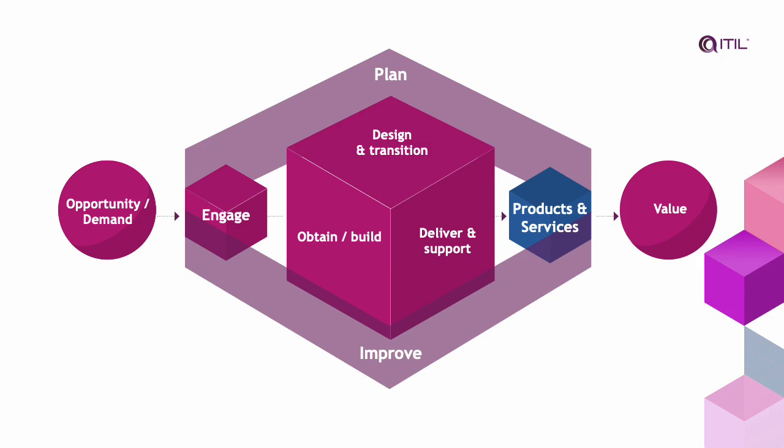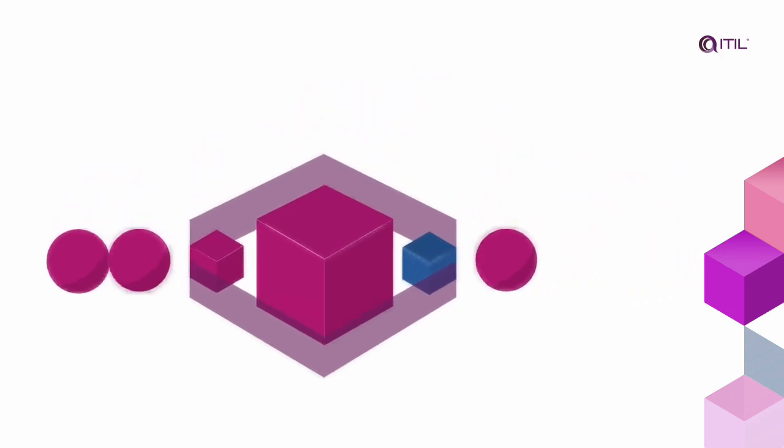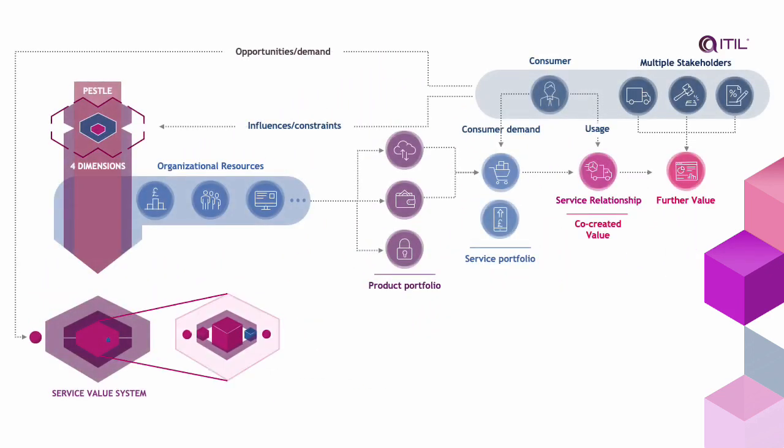In the middle of the SVS, we have the service value chain, which is a set of loosely connected value chain activities which convert consumer demand into valuable products and services. Practices support and contribute to value chain activities. Practices are an evolution of the ITIL version 3 processes and are structured using the 4 dimensions model.